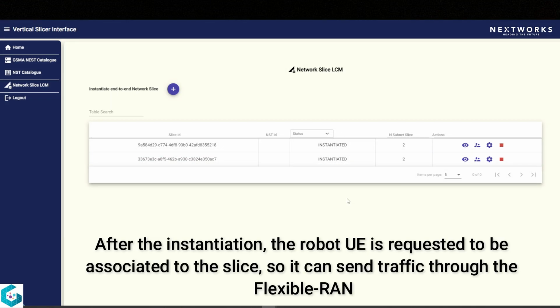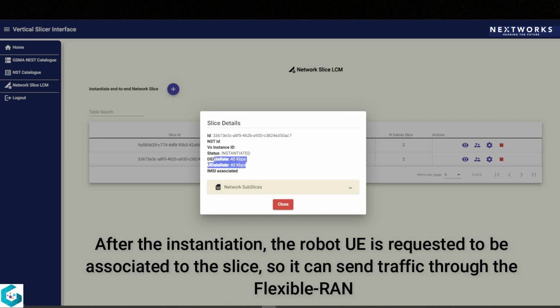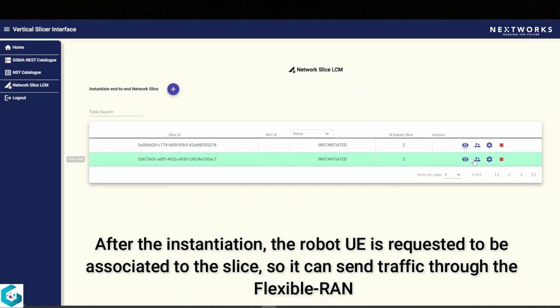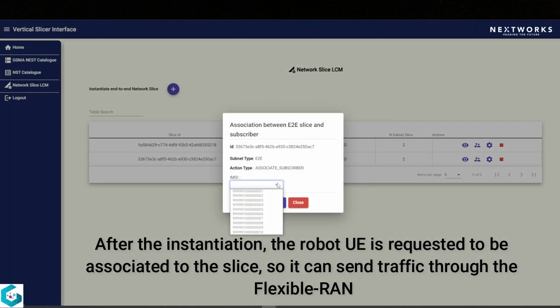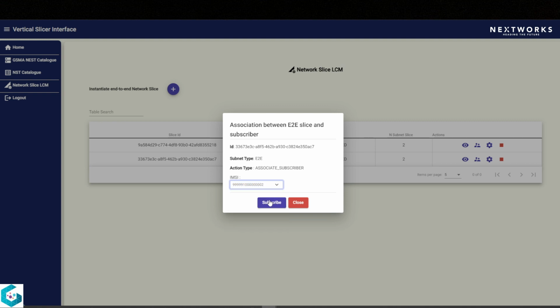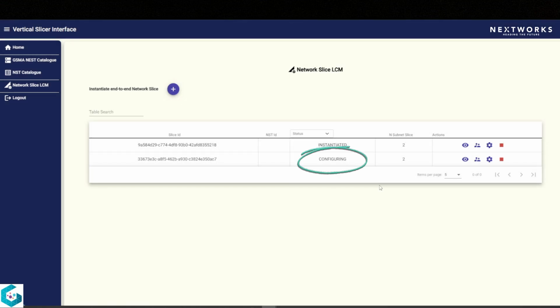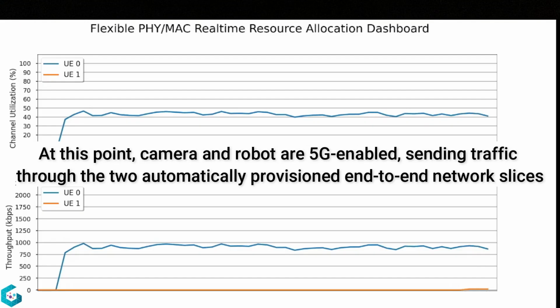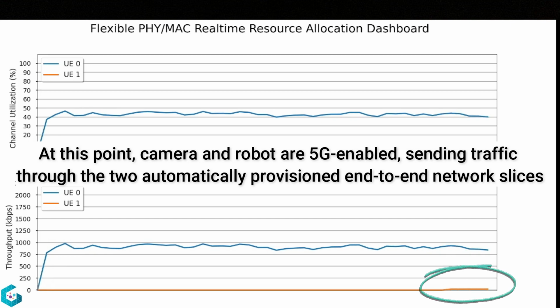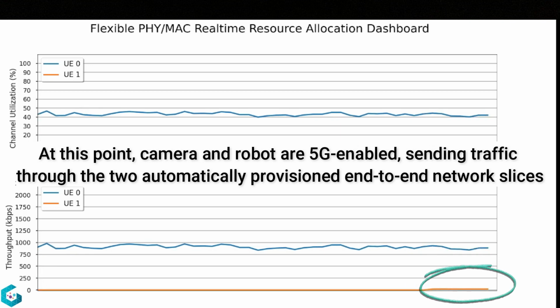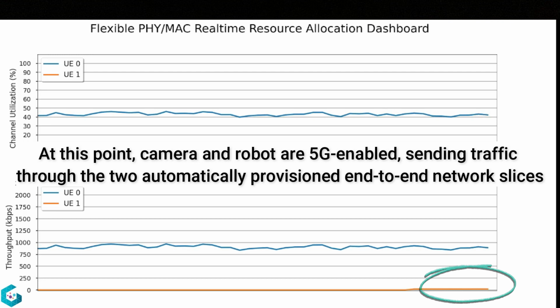After the instantiation, the robot UE is requested to be associated to the slice, so it can send traffic through the flexible RAN. At this point, camera and robot are 5G enabled, sending traffic through the two automatically provisioned end-to-end network slices.